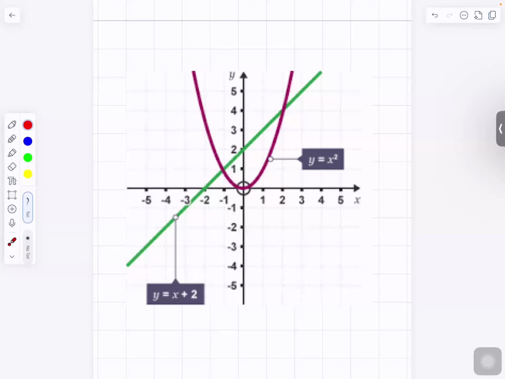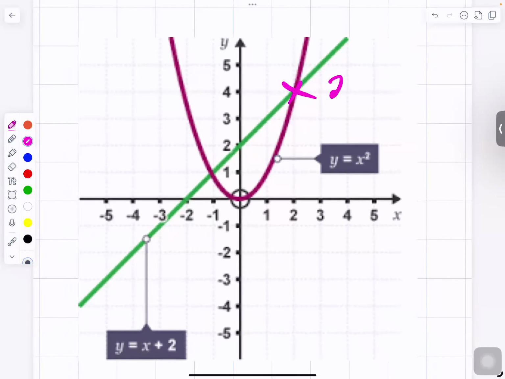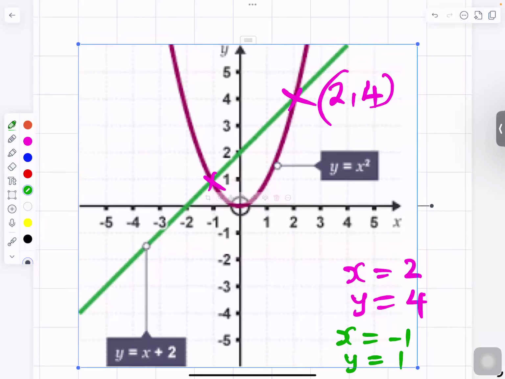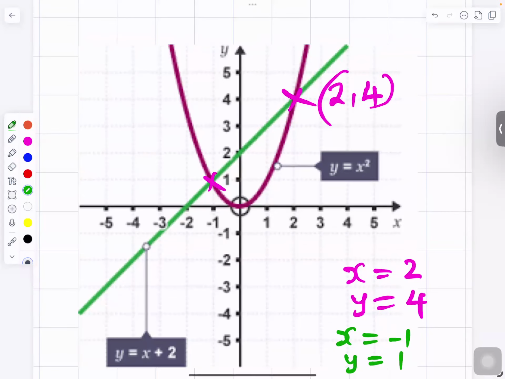So this is the equation of a line, the green one, and a U-shaped quadratic curve. Where do they meet? We can look exactly: they meet at that point there, (2, 4). So your answers will be X equals 2, Y equals 4. And they meet here at the next point, X equals -1, Y equals 1. And those are your answers. If you draw the graph neatly, you can get the answers without doing algebraic solving of an equation. So that's how we do that type.